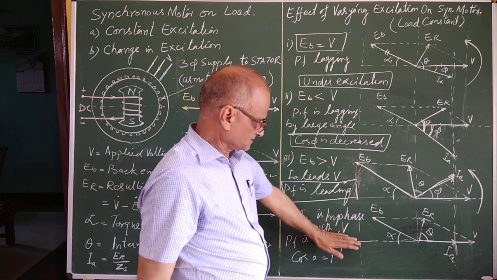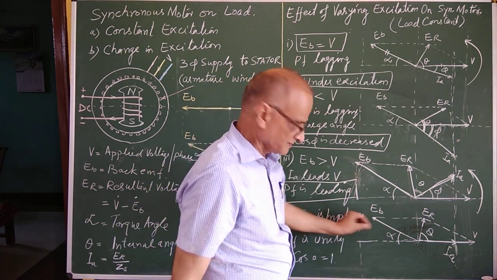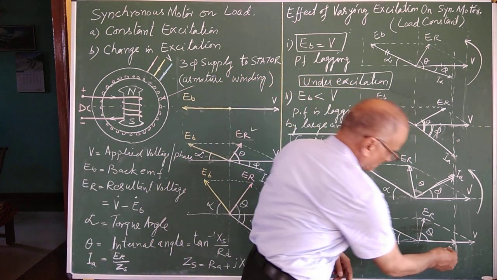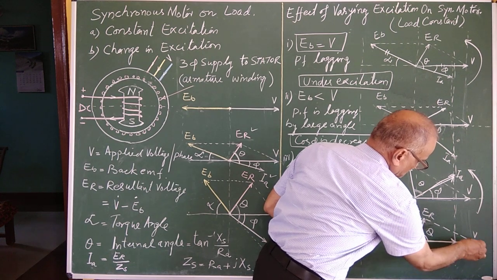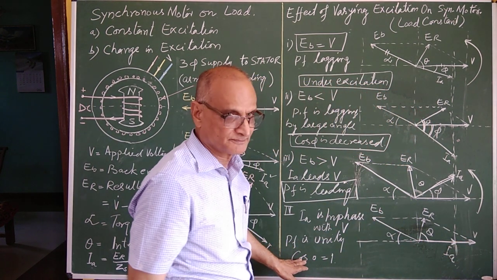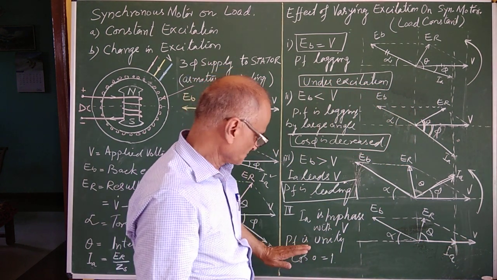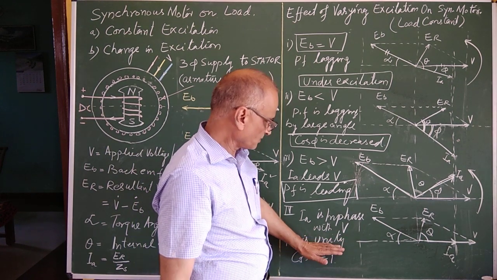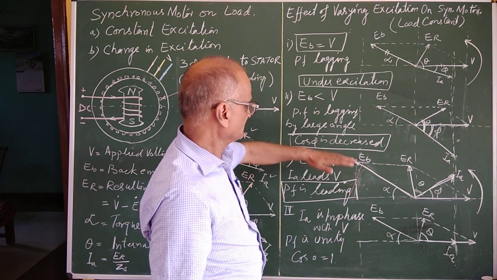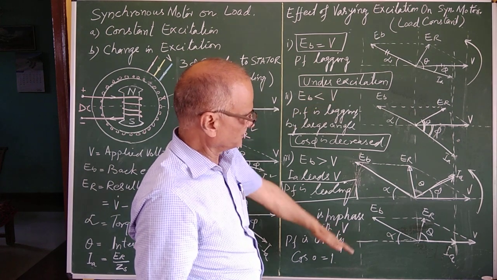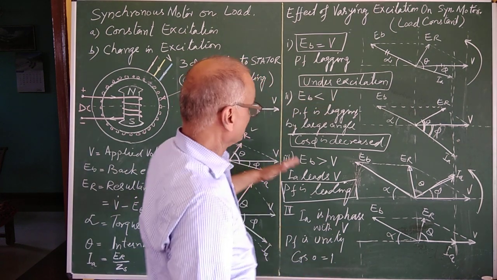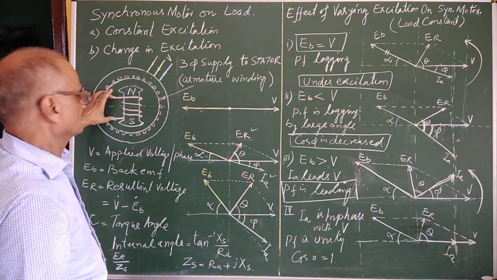And in this case, if we adjust EB in such a way that this IA is along V, this is called unity power factor. That means a synchronous motor can be run at unity power factor, leading power factor, or lagging power factor, depending on the requirement and variation in the excitation.